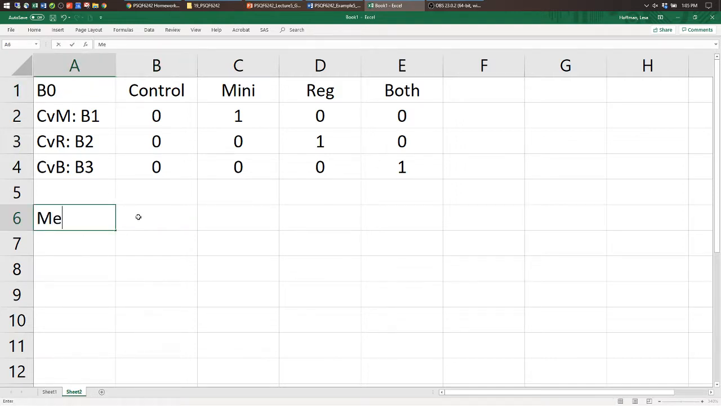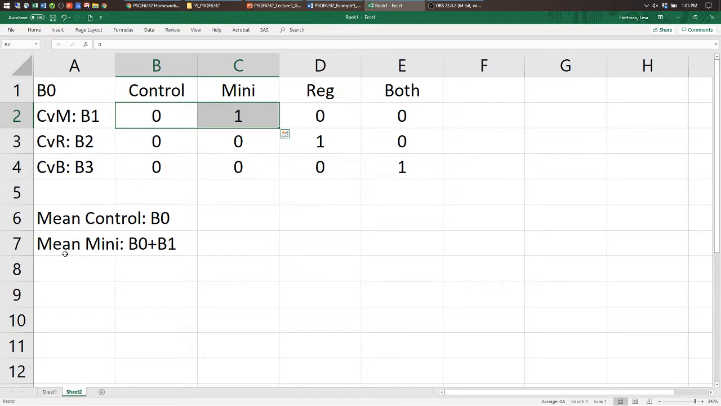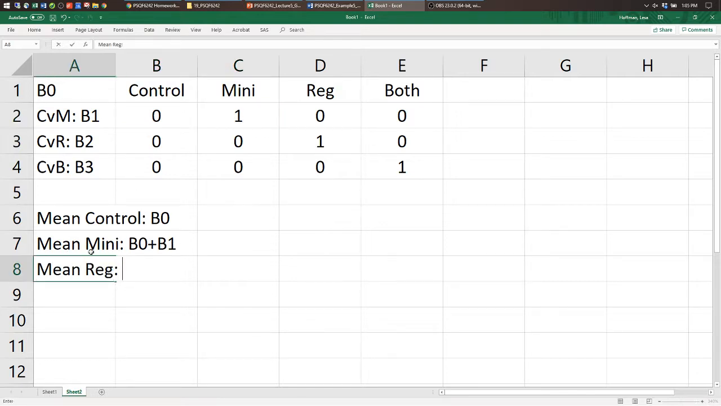So if we want the mean for control, the model is beta 0, right? The end. If we want the mean for mini, it always starts with beta 0 plus beta 1. We pick up this one. Mean for reg starts off with beta 0 always plus beta 2. Mean for both starts off with beta 0 always plus beta 3. Okay.